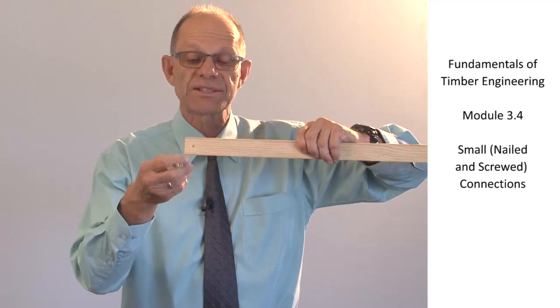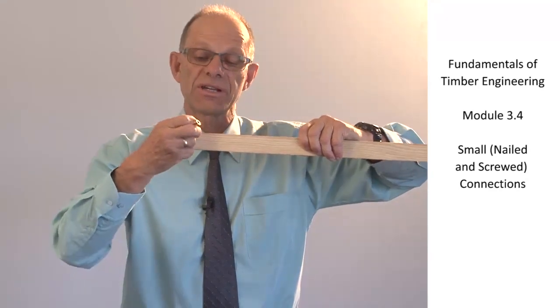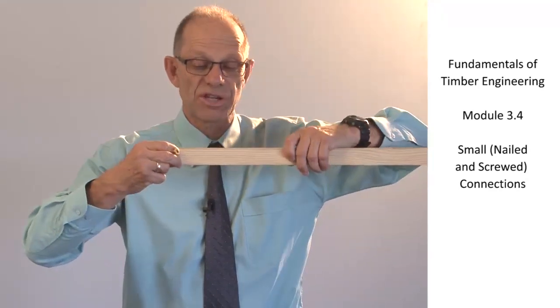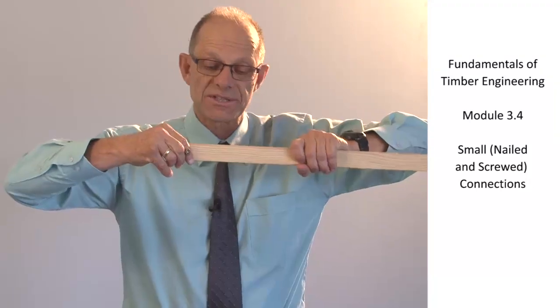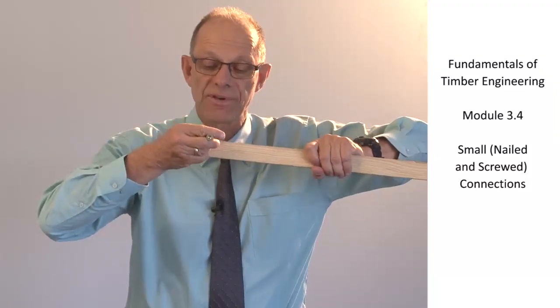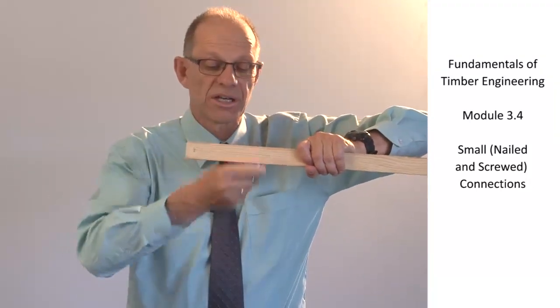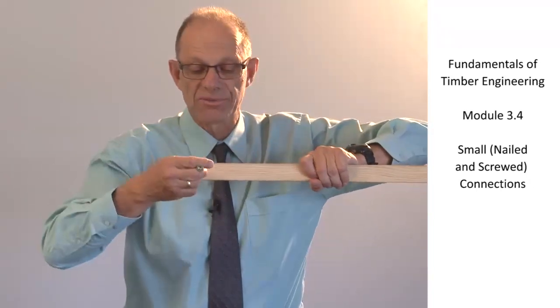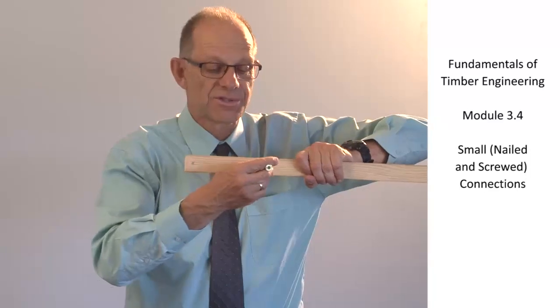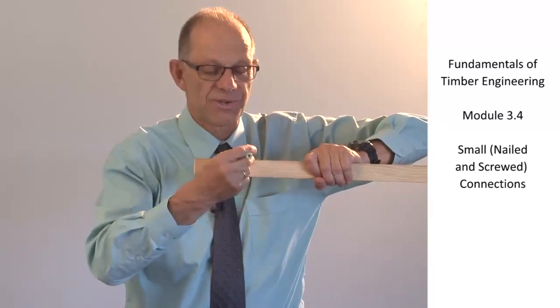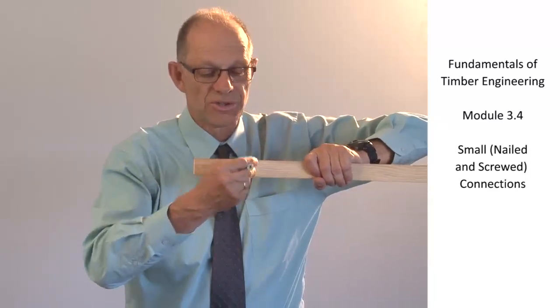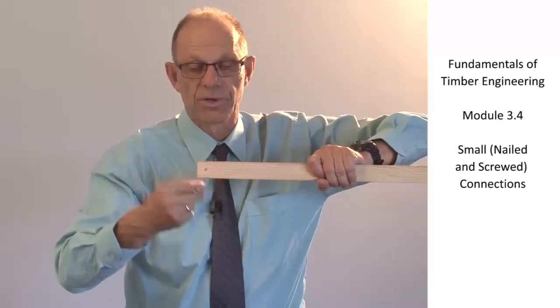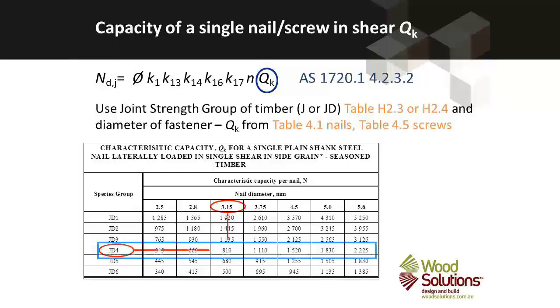A row of fasteners is defined as being perpendicular to the direction of force. So if this is a tension member, a row of fasteners will be in a line like this. So if this is a tension member and I've got 4 rows of fasteners, those 4 rows of fasteners will be 1, 2, 3 and 4 rows of fasteners.